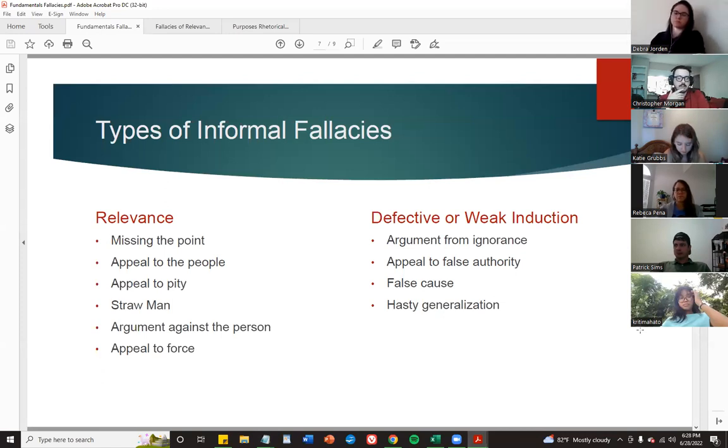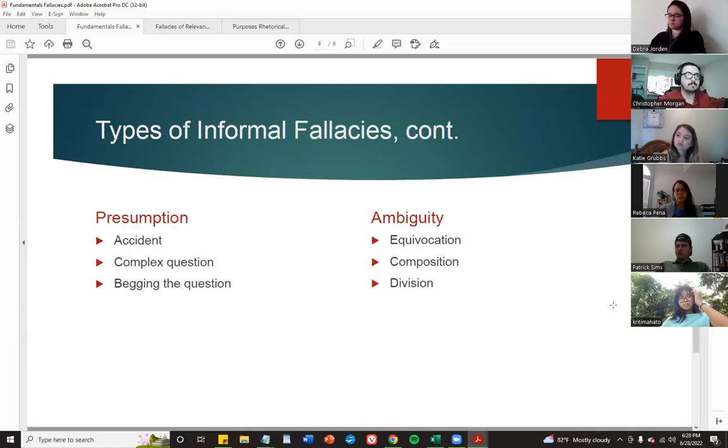The false cause, we've talked a little bit about that. That's a form of correlation doesn't equal causation. The hasty generalization, drawing a general conclusion from an atypical sample or something that's actually not representative of the whole. Fallacies of presumption and ambiguity.